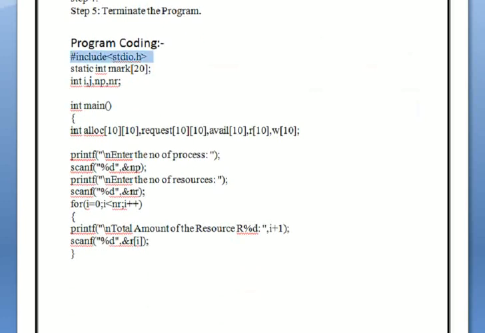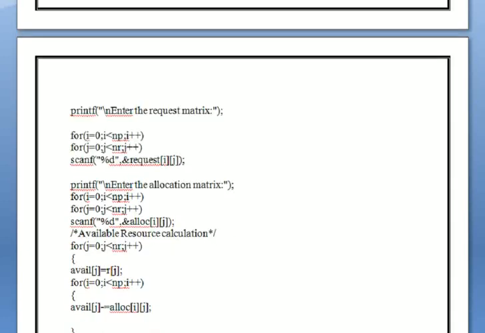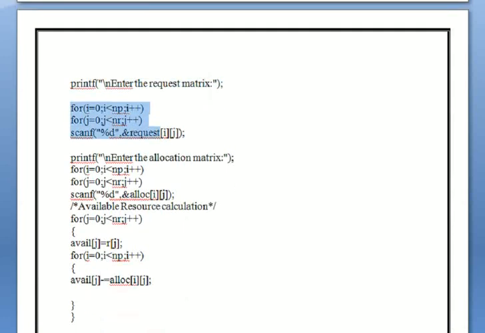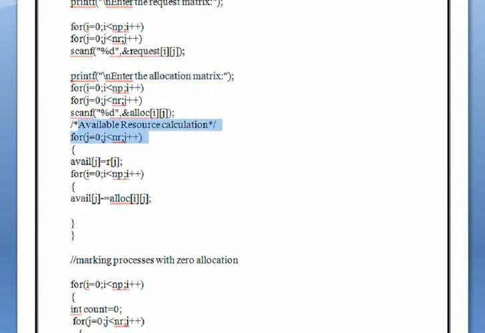The header file is included and the declaration is finished, and inside the main function we are initializing the allocation matrix, request matrix and available vector. Two-dimensional matrices are included, and we take the input as the number of processes and number of resources. This is initialized, and for the request matrix we use a for loop, and for the allocation matrix and resource calculation as well.